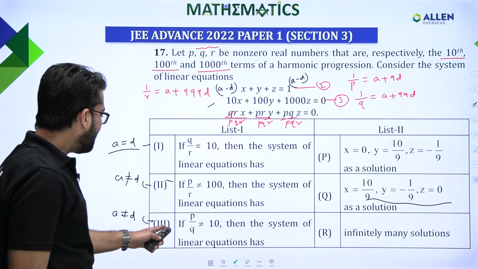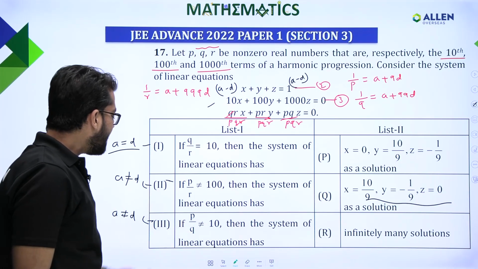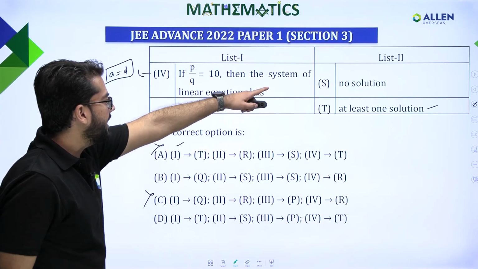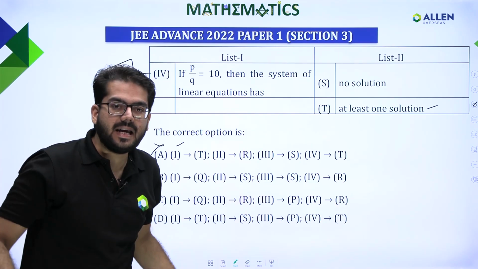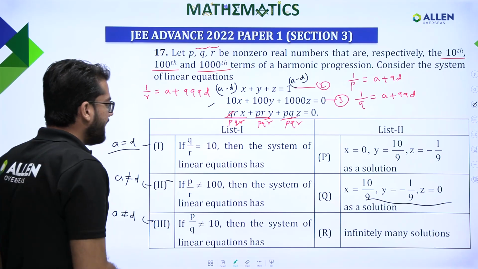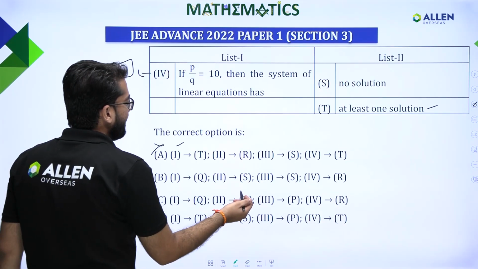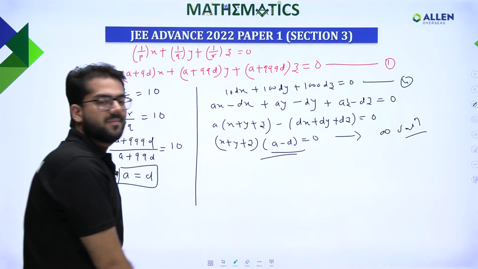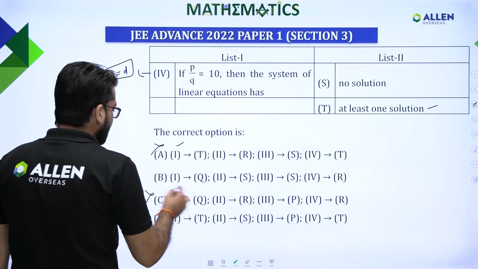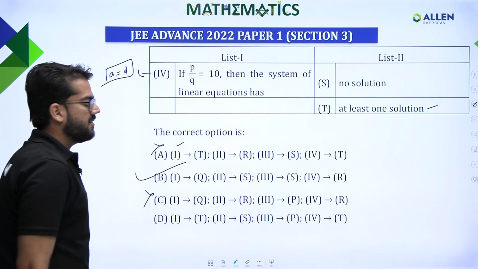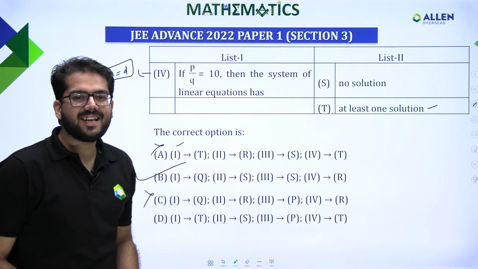All right. Third we have a does not equal d. Yes, definitely third should be connected with s, because we have a does not equal d. And when a does not equal d, definitely we have the no solution, because we have this one. Are you getting my point? Right. So from this we can fix the option number b is the correct one for this question. Hope it is clear to everyone.